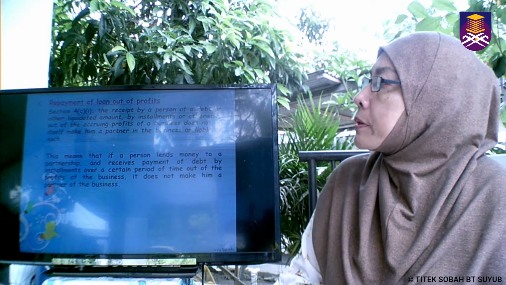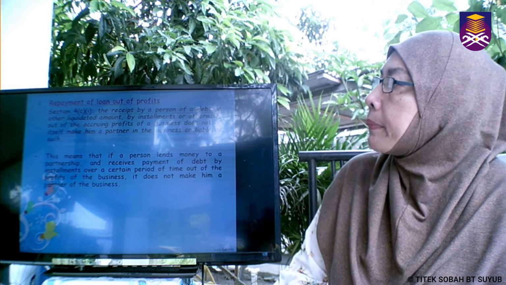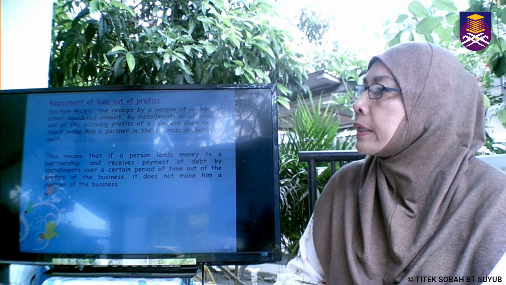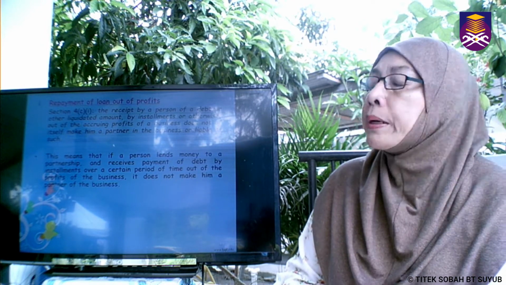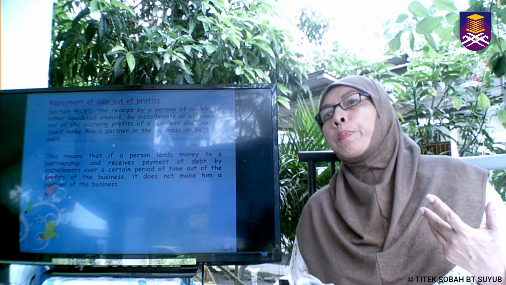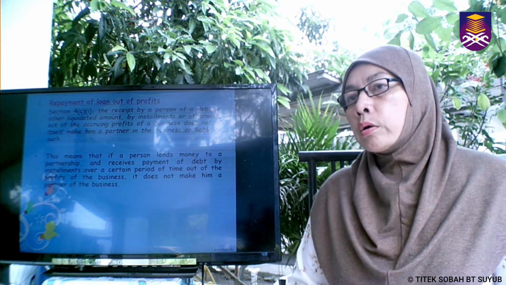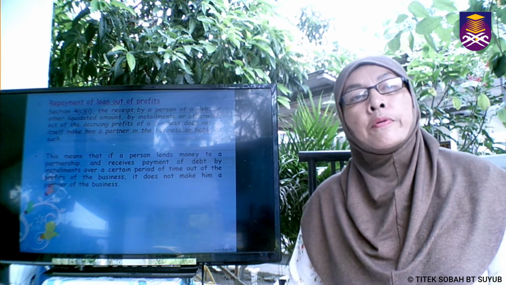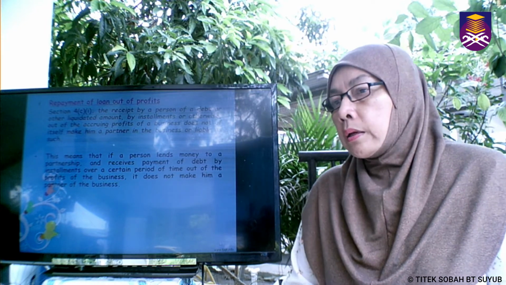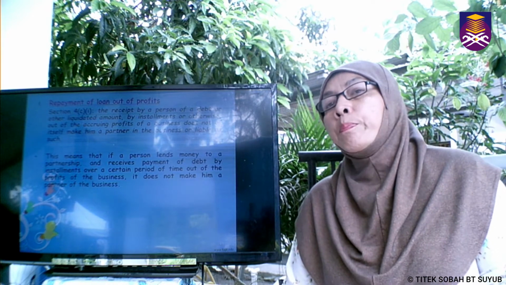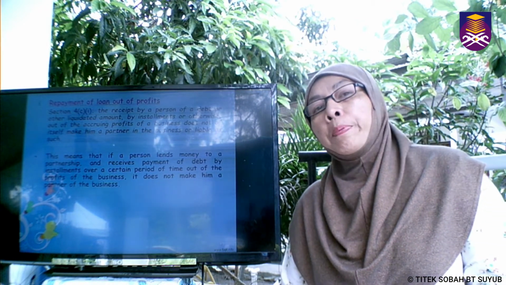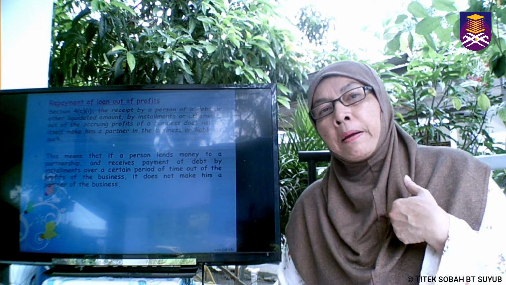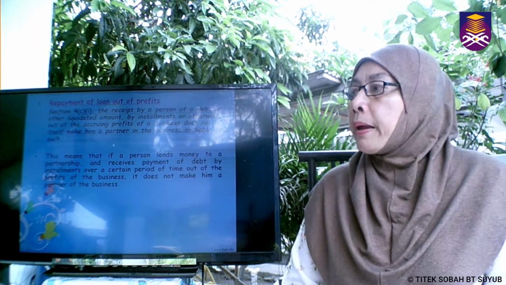So the receipt by a person of a debt or other liquidated amount by installments or otherwise out of the accruing profits of the business does not of itself make him a partner in the business or liable as such. So let's say I opened up a burger stall, right? To enable me to open up the burger stall, I have obtained a loan from Maybank, let's say. And every month, how am I supposed to pay the installment? Of course, I will pay the installment through the profit I gain from my burger stall. Does that make Maybank my partner? No, it does not make Maybank my partner.